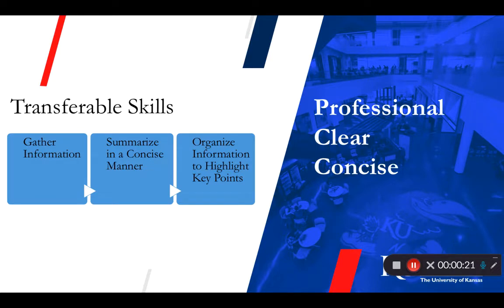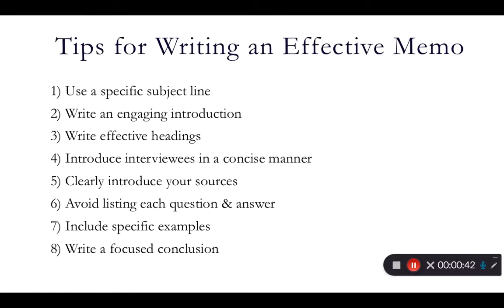Each assignment asks you to demonstrate your understanding of the core competencies of business writing. For this assignment, you are evaluated on 3 rubric categories: professional, clear, and concise. This assignment is designed to help you develop skills that can be transferred to common business messages. This video covers 8 tips to help you write your memo. Please pause on each slide to read the examples.